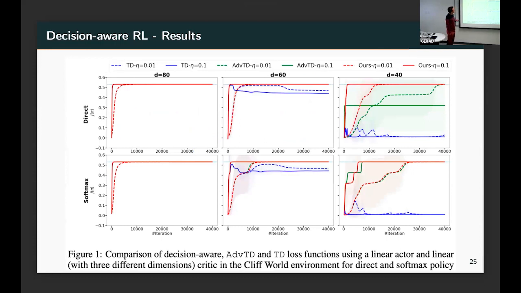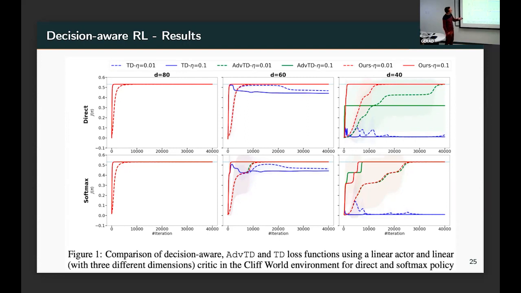So we compare standard actor critic to our method, and for different capacity of the critic. So this is a big critic with 80 parameters. This is 60 parameters, and this is only 40 parameters. And so when your critic is really powerful, it's a really good approximation of the gradients. No matter what you do, you're fine. And so all of these methods converge to the optimal policy.